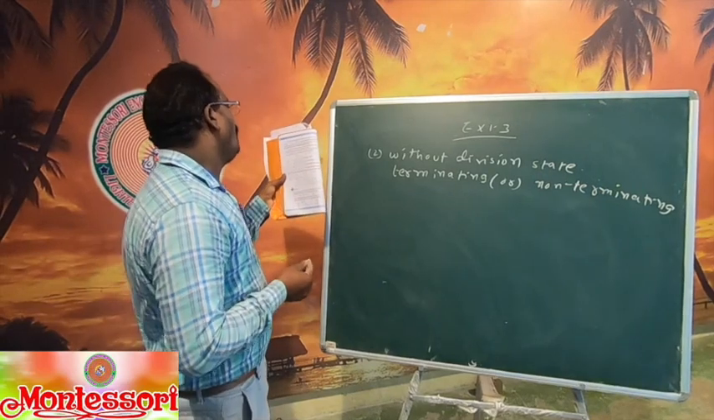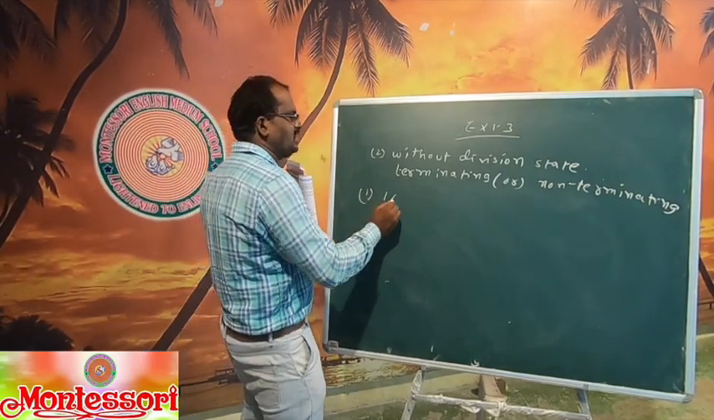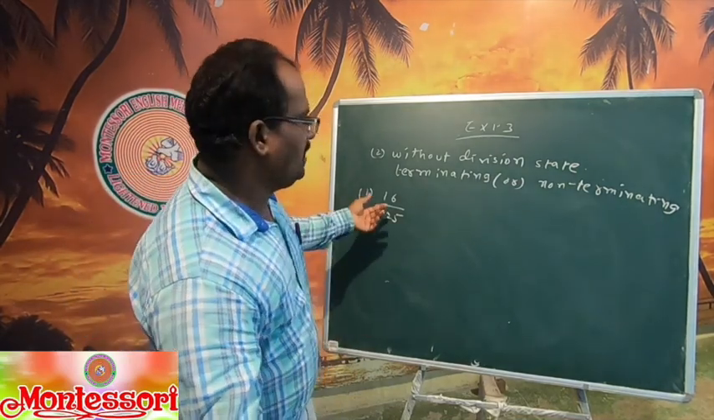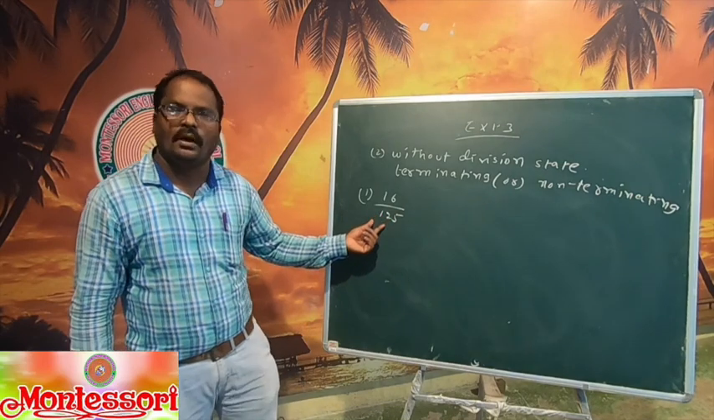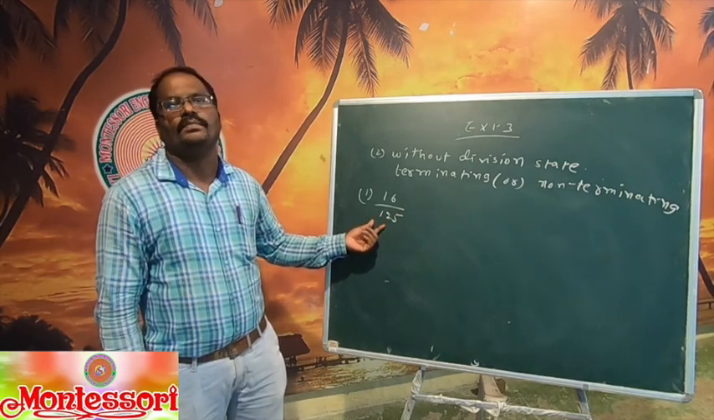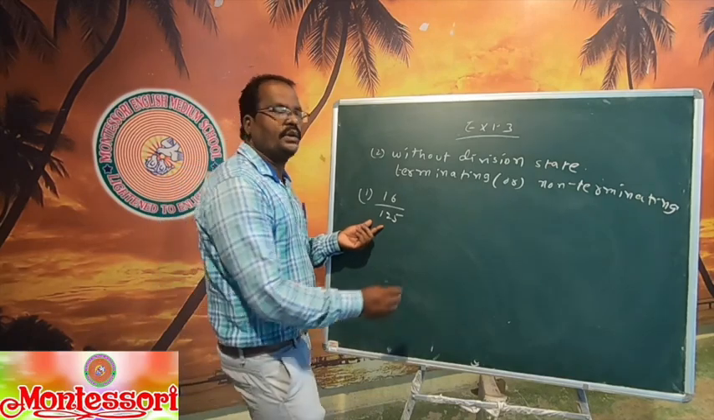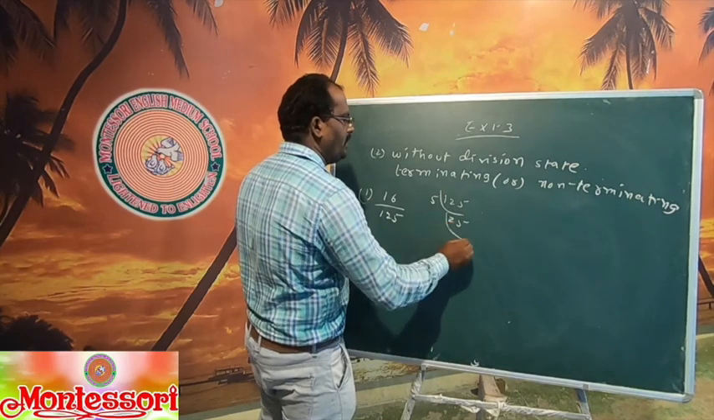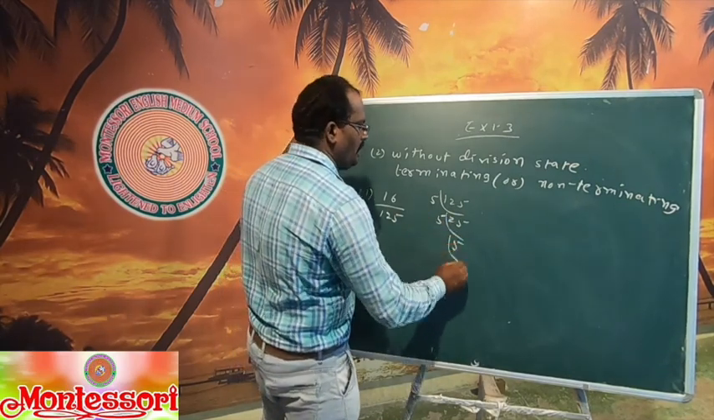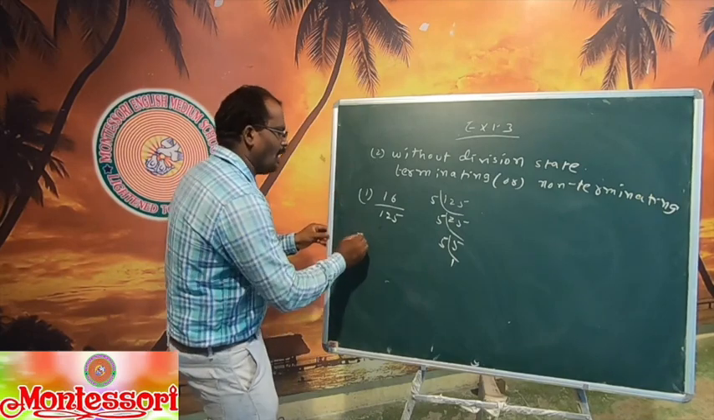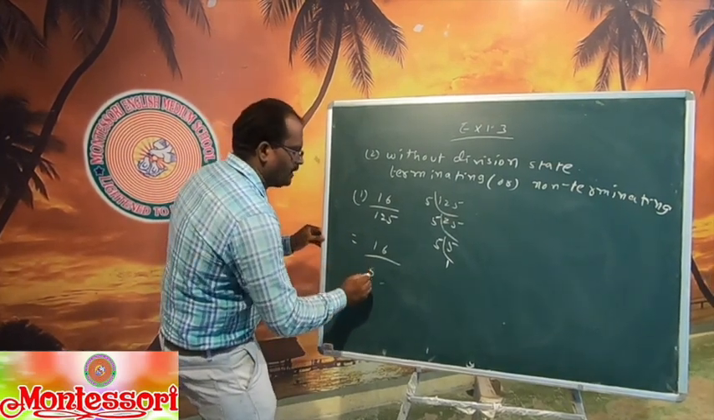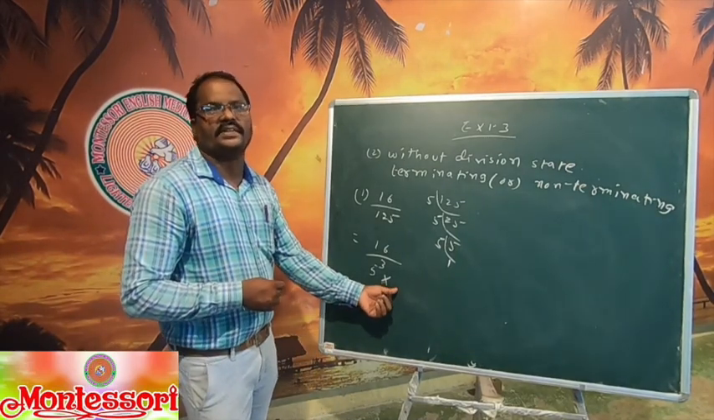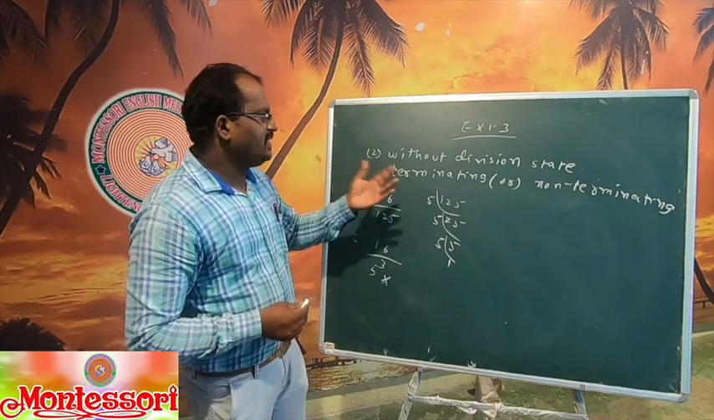For example, here one question is given: 16/125. Whatever the numerator, there is no problem, but you should only observe the denominator. What is the denominator given here? 125. Take the factors of 125: 5 times 25, 5 times 5, then 5 times 1. That means you write 5 cubed, and there are no other factors.